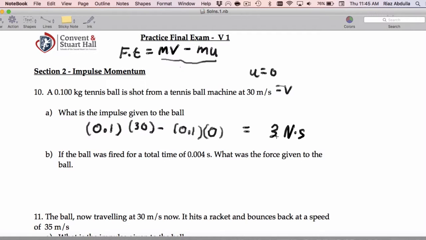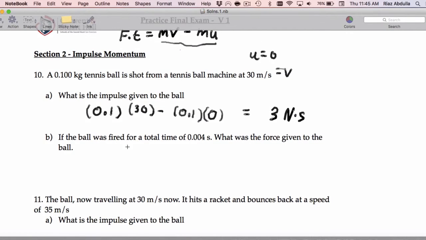Now we're going to use the definition of impulse to get the force. So let's remember that the impulse is the force times the time. We actually calculated that as 3 Newton seconds above. That's going to equal the force times our time of 0.004. And so when we simplify this, we're going to end up getting a force of 750 newtons.